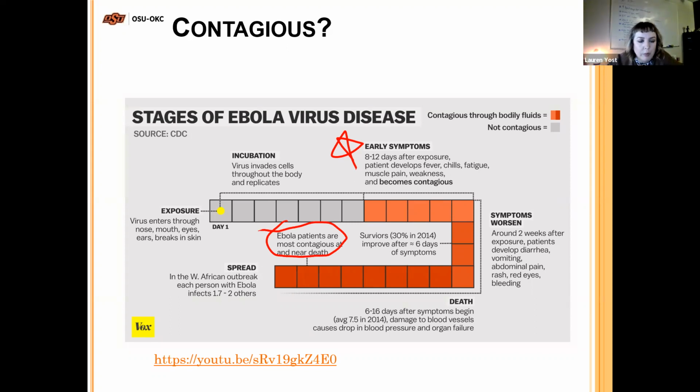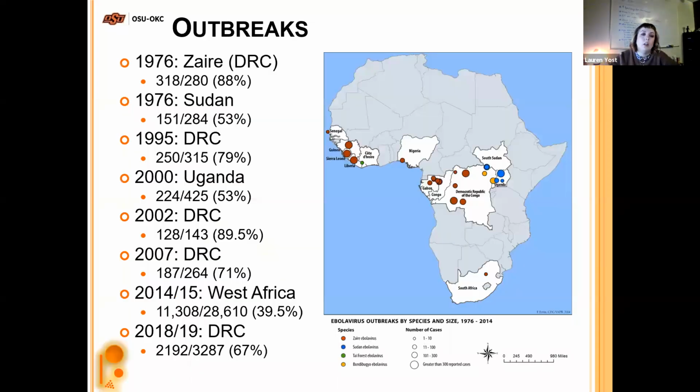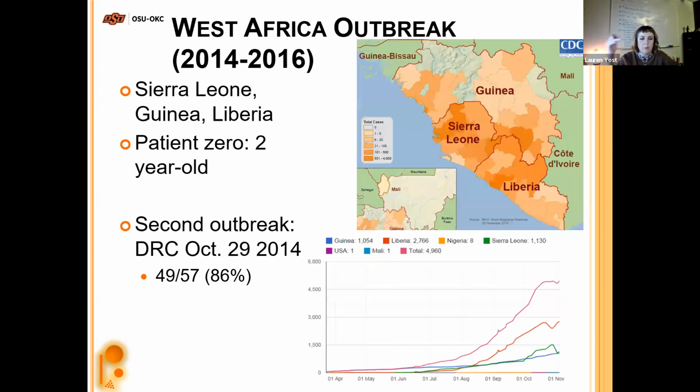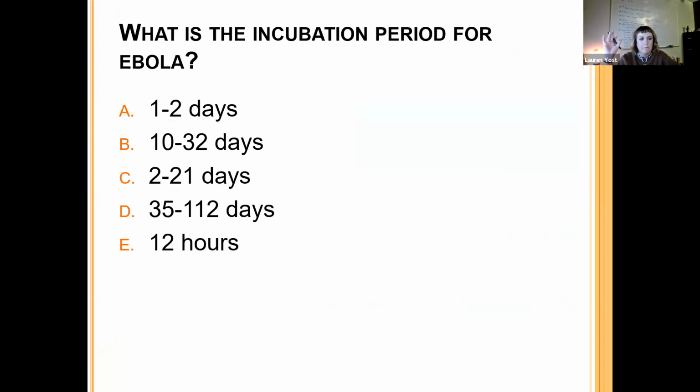Survivors typically improve about 6 days after their symptoms start, if they're going to clear it. So anyways, here are some of the past outbreaks of Ebola. Moving on. What is the incubation period for Ebola? We mentioned that the incubation period, which is the period of time that the virus requires to grow before you start seeing symptoms, is 2 to 21 days.